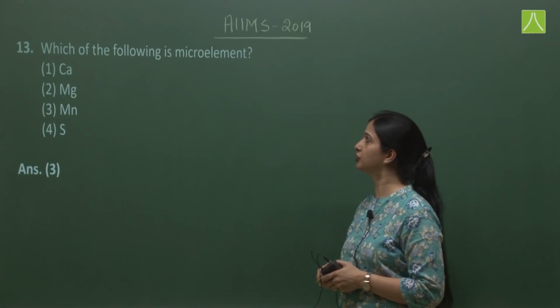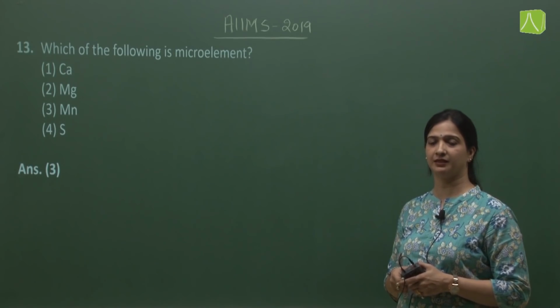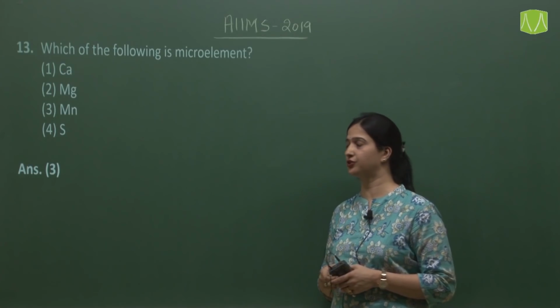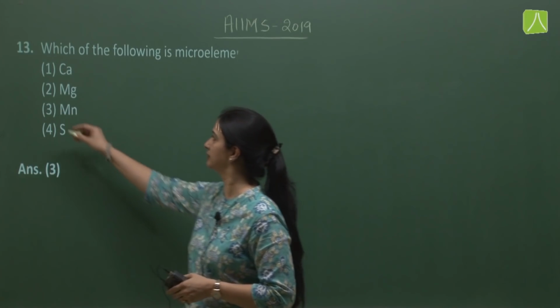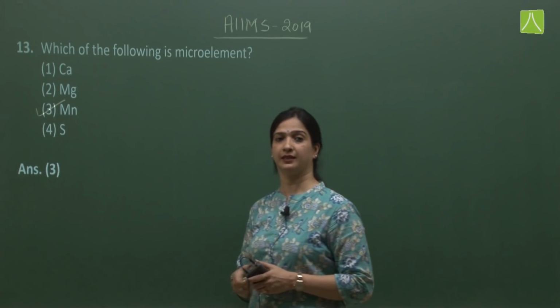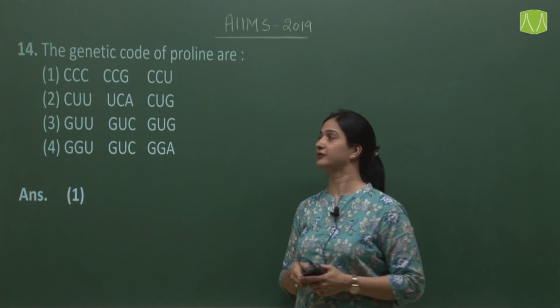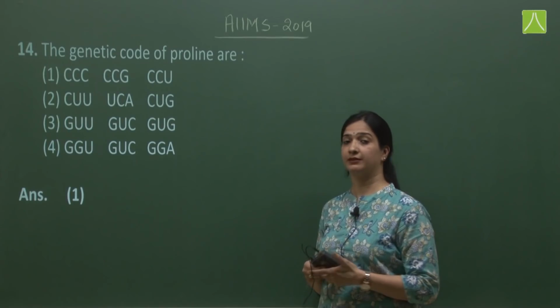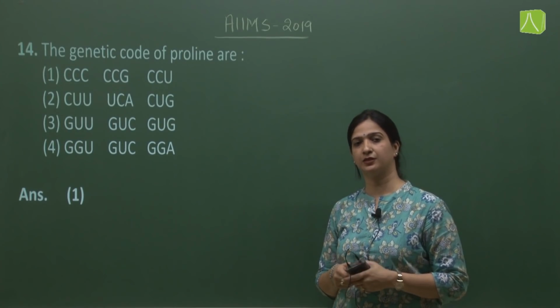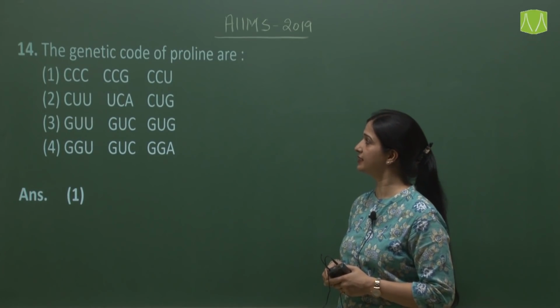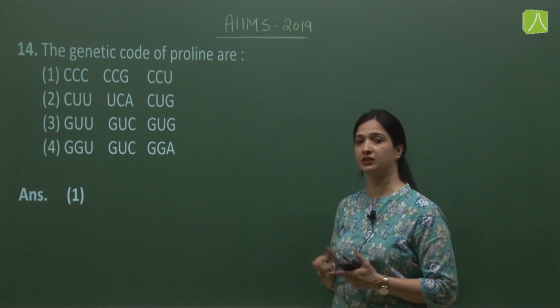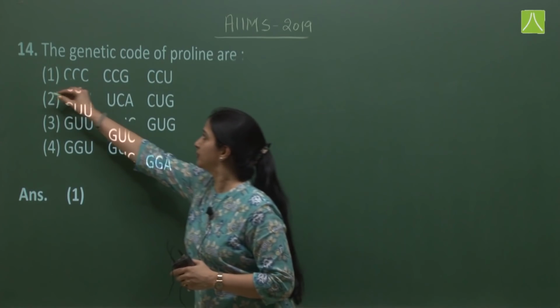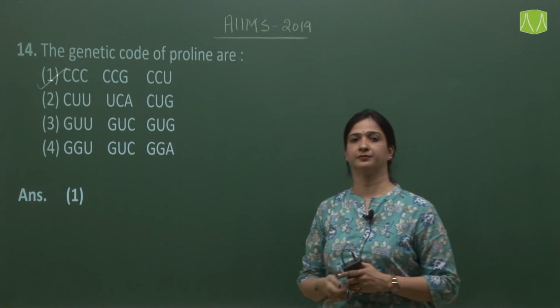Question number 13, which of the following is a microelement? It is a direct question from mineral nutrition. Here the correct answer will be 3. Manganese. Question number 14, the genetic code of proline is. It is a direct question from molecular basis of inheritance. First is CCC, CCG and CCU. This is the correct answer. So this is option 1.